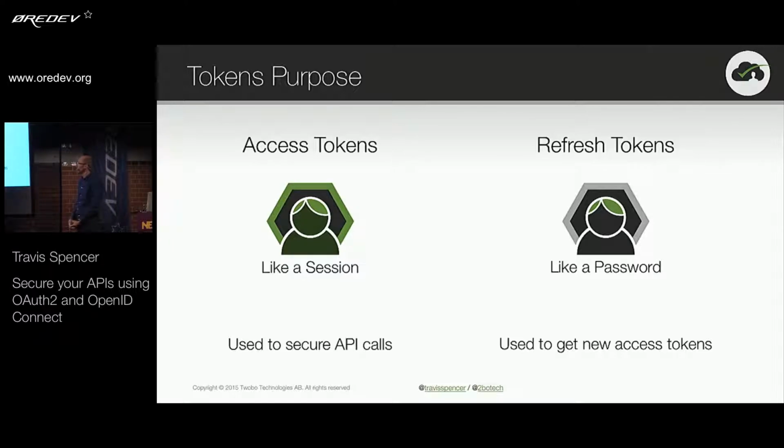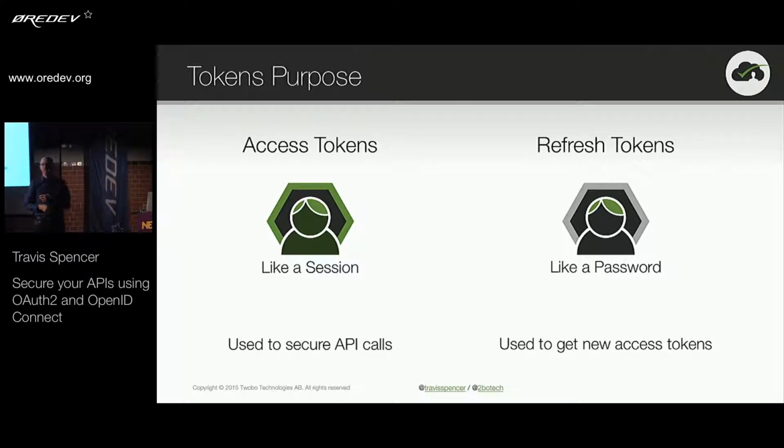In OAuth and OpenID Connect, there are lots of tokens, and there are two that we want to talk about first of all, which is the purpose of these tokens. One is an access token, and one is a refresh token. An access token is kind of like a session, and a refresh token is kind of like a password. So when you come to a website and you start making HTTP calls, at the beginning, it doesn't know who you are, so it challenges you to authenticate, and then it gives you a session. And then every HTTP call thereafter has that session ID, so you don't have to keep authenticating.